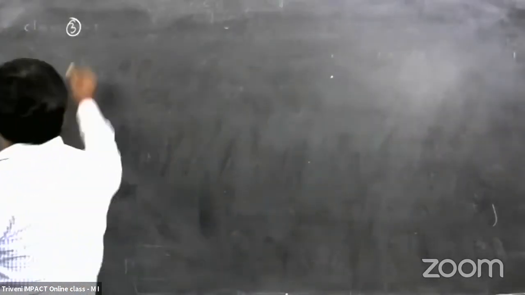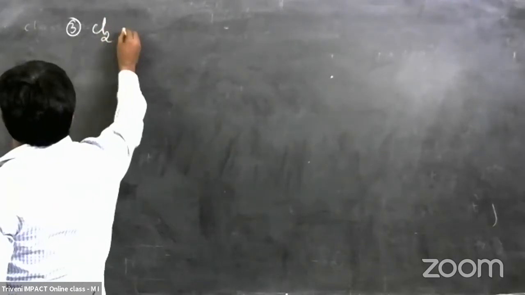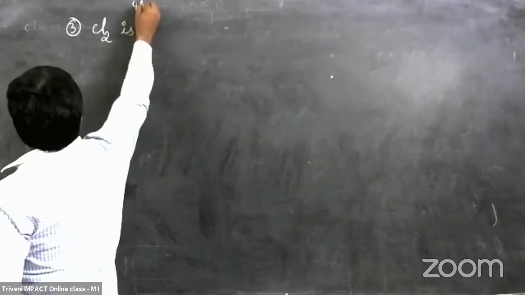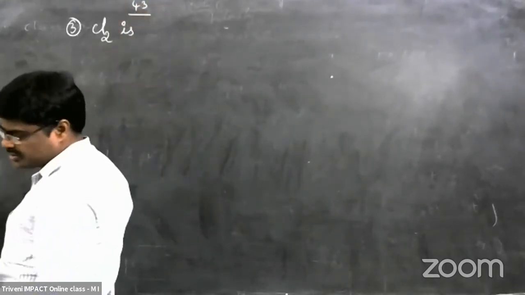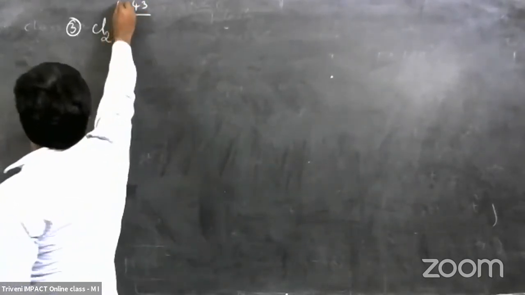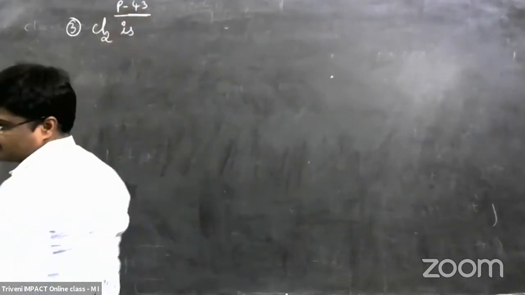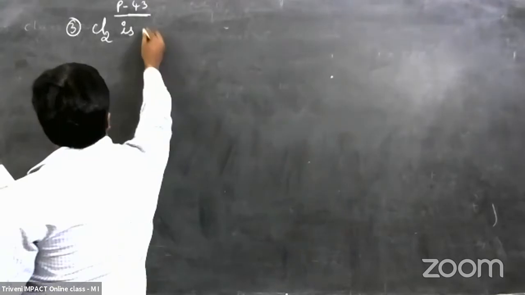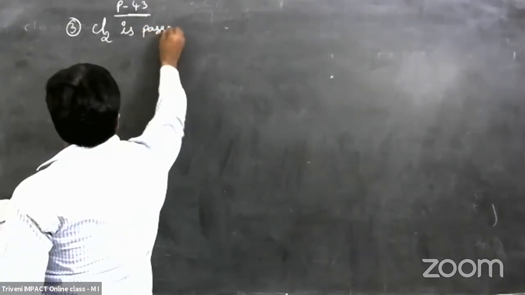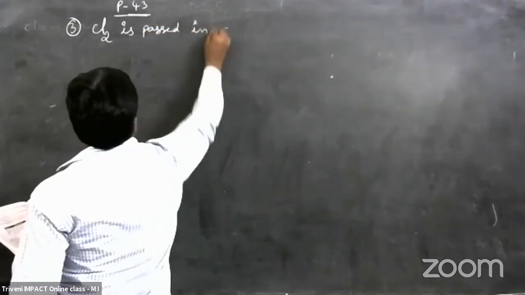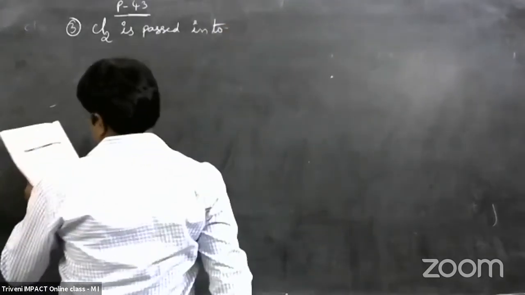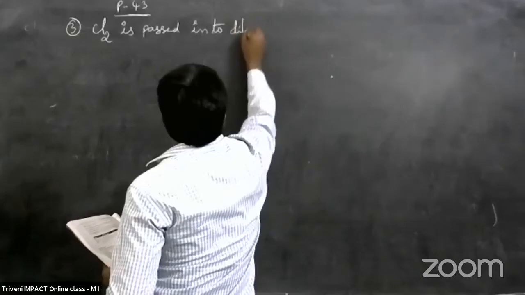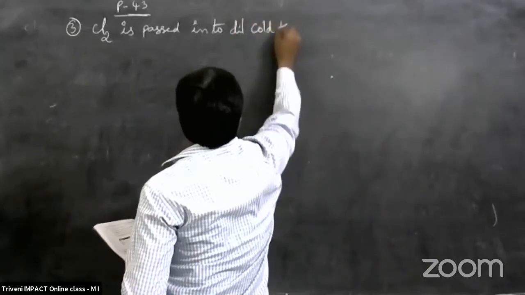Page number 43, lecture task, third bit. Chlorine, Cl2, is passed into dilute cold KOH.